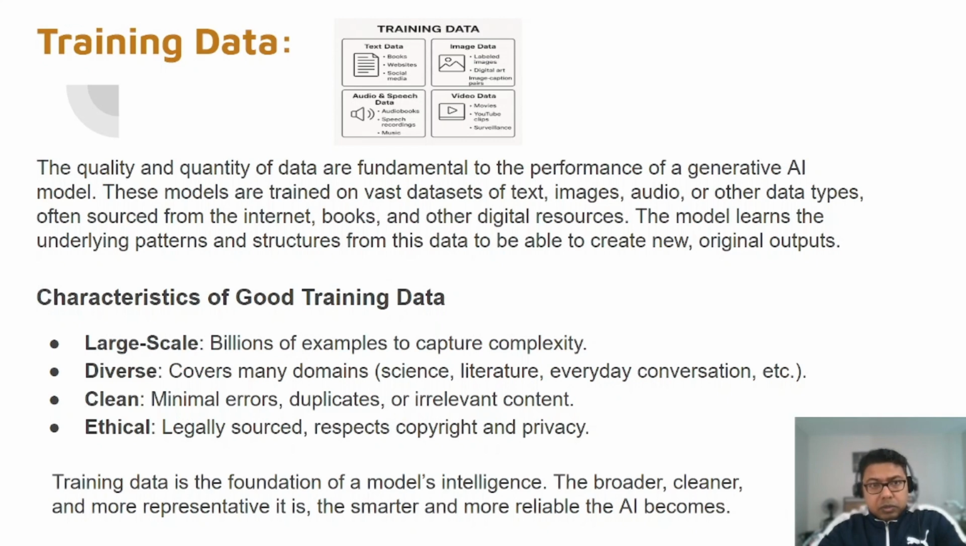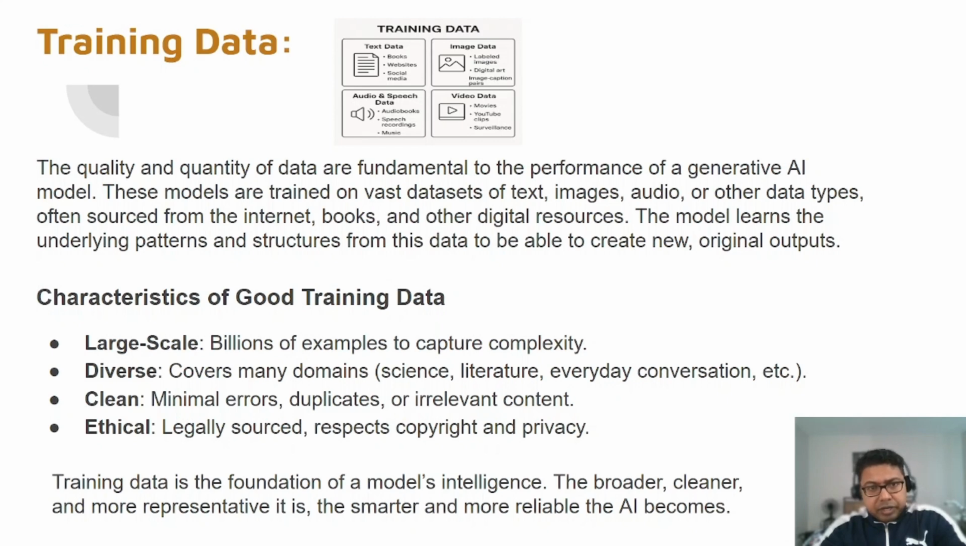So the quality and quantity of data are fundamental to the performance of a generative AI model. ChatGPT has been trained, which means the company has fed it billions and billions of data, so that it has vast knowledge and can now predict what to answer. So these are the training data.